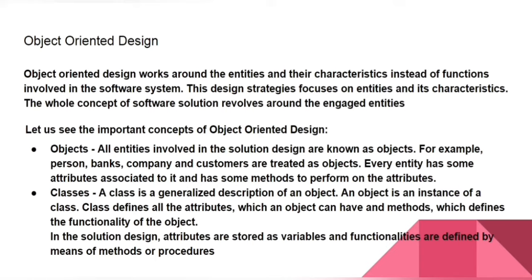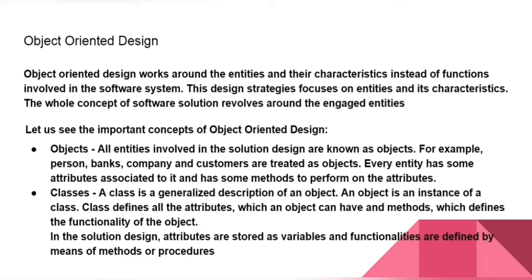Objects are entities involved in the solution design. So we have a class. A class is a generalized description of an object. An object is an instance of a class. A class defines all the attributes which an object can have, and methods, which define the functionality of the object. In solution design, attributes are storage variables and functions are defined by means of methods or procedures.